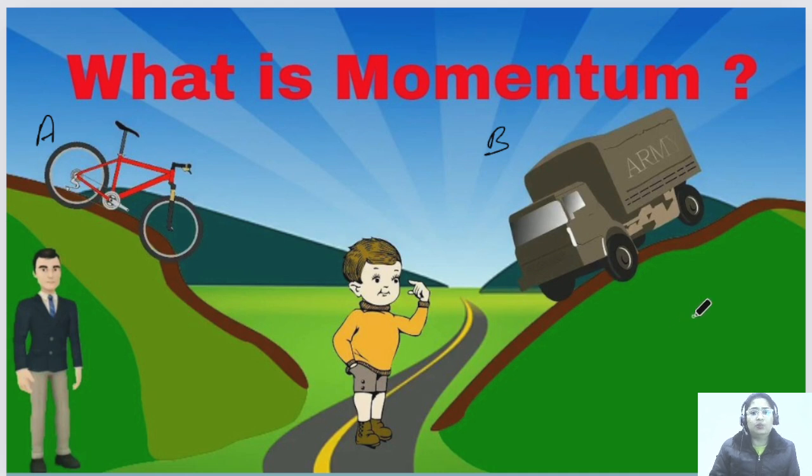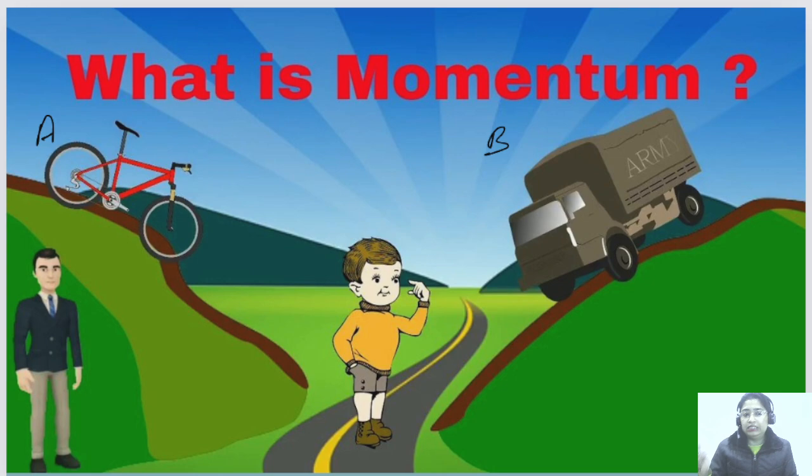So can you tell me what is the reason behind this? The truck is huge, it's very heavy. The cycle is very lightweight, right? It's not going to hit so hard. But if the truck is going to hit, it's going to cause a lot of injuries, right? So what is momentum here? If a heavy object is hitting somebody, that is causing a lot of damage, right? If a light object is hitting somebody, that is not causing that much damage.